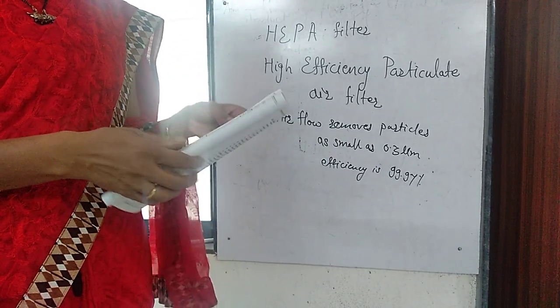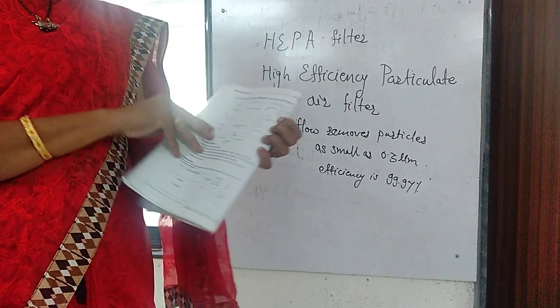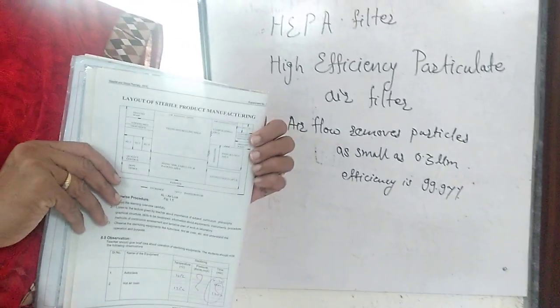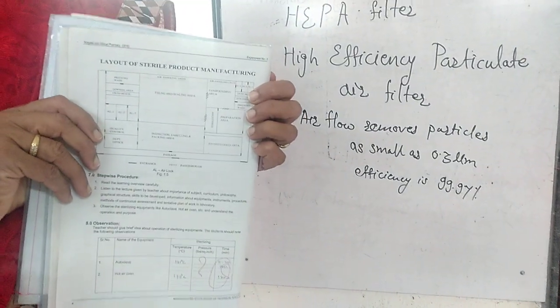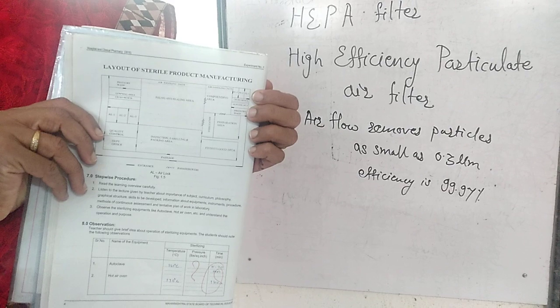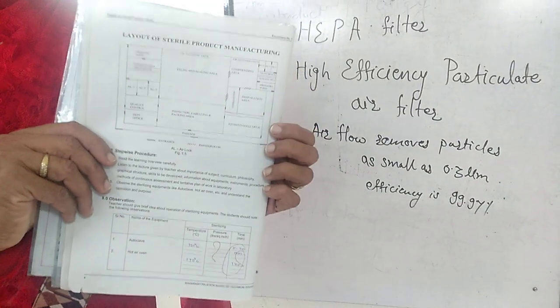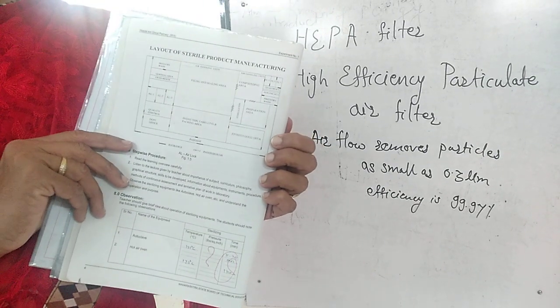Next is layout of sterile product manufacturing. What do you mean by layout? In theory we have seen layout, that is a map.